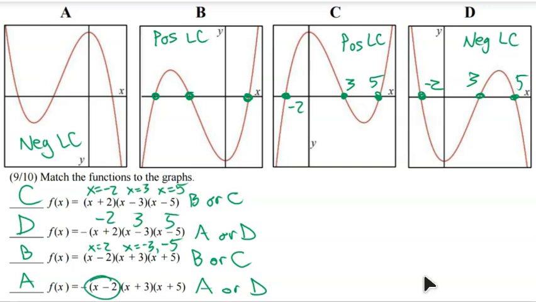And we can make sure this one has to have a positive 2, a negative 3, and a negative 5, and sure enough, we have a positive 2, a negative 3, and a negative 5. And that's how we identify the graphs, that's how we match these graphs to these functions.